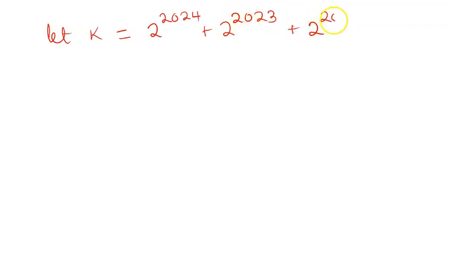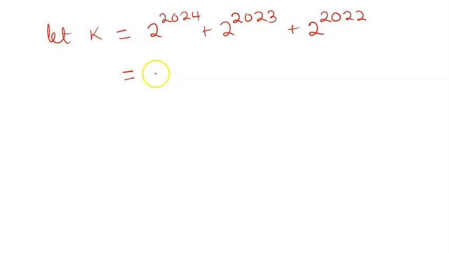So first, let k be equal to 2 raised to the power 2024 plus 2 raised to the power 2023 plus 2 raised to the power 2022. Now, 2 raised to the power 2022 is common here. Let's try to factorize it. Bring 2 raised to the power 2022 out.